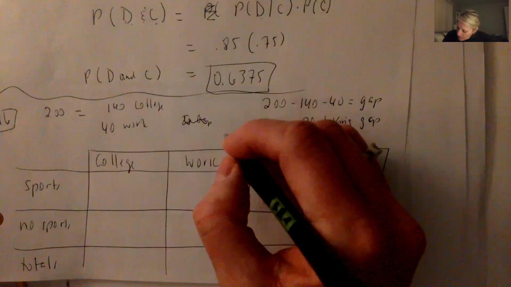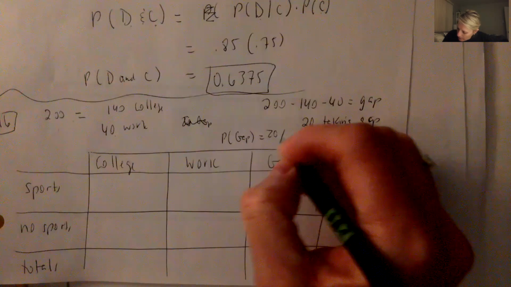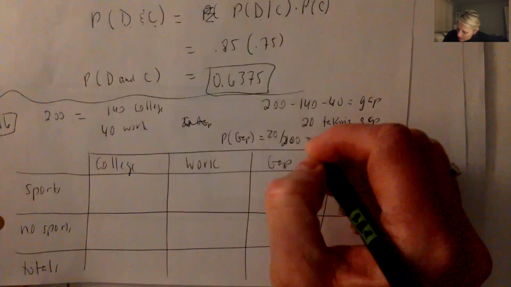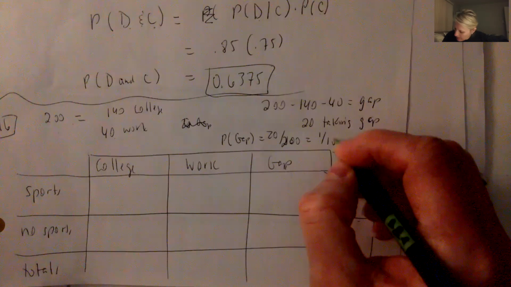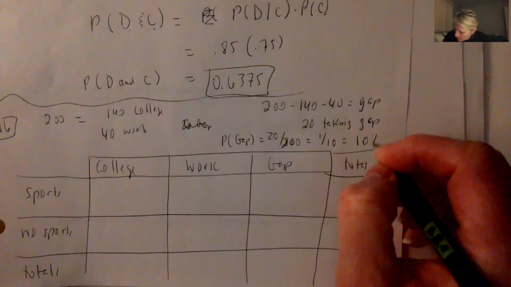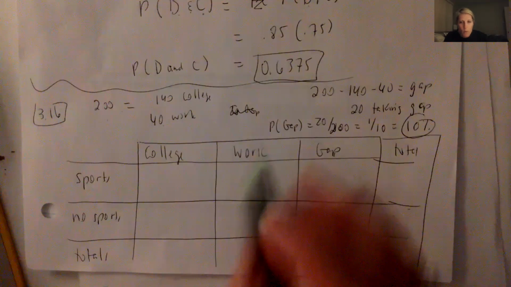So the probability of taking a gap year is just 20 out of the 200 seniors, which is 1/10 or 10%. So in this case, we didn't really need to make a two-way table because it was only asking a question about one of the variables.